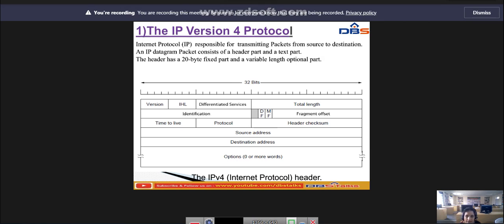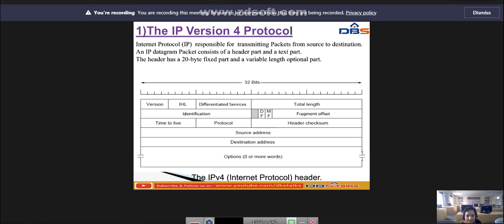If you see this, the internet protocol is responsible for transmitting the packets from source to destination. An IP datagram packet consists of a header part and a text part. The header has a 20 byte fixed part and a variable length optional part. This is the diagram of the IPv4 internet protocol.